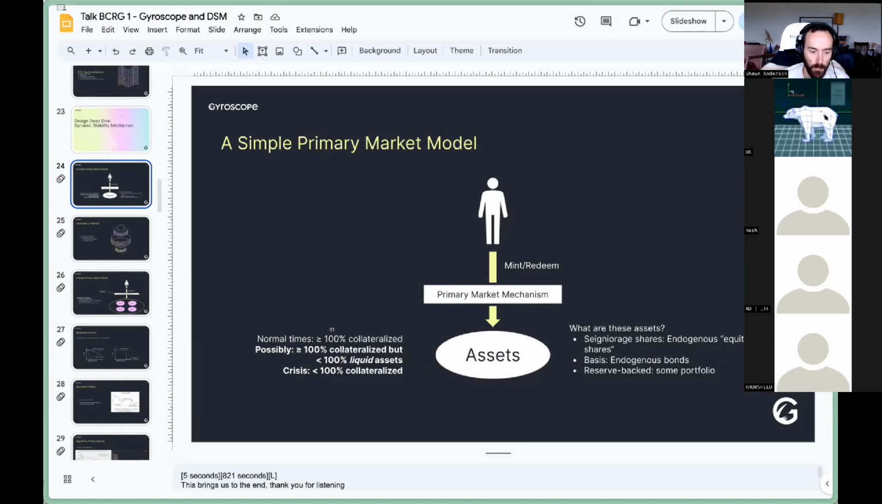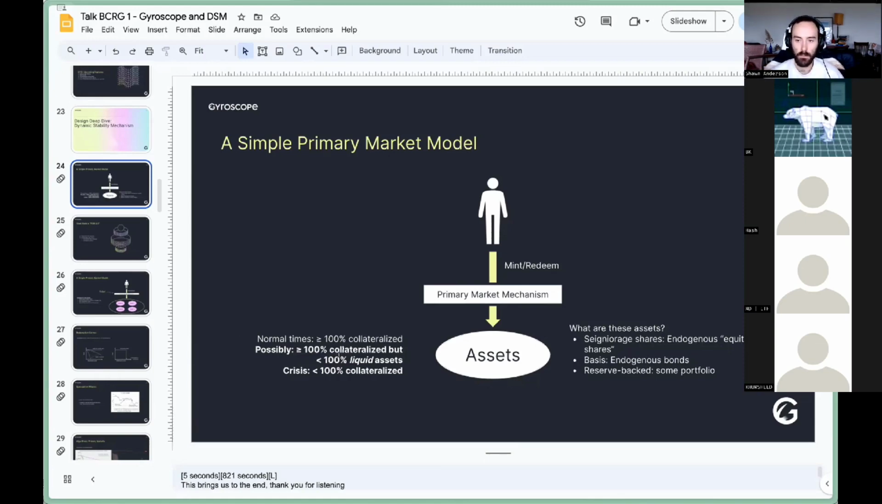Now, in normal times, the system is at least 100% collateralized, and what this means is that the whole thing is very simple. When they want to mint, you price the assets, they put them in. When they want to redeem, you put a unit of stablecoin in, and you get $1 of assets back. And of course, that's already complicated, but let's assume we can do it, so there doesn't have to be anything else there.